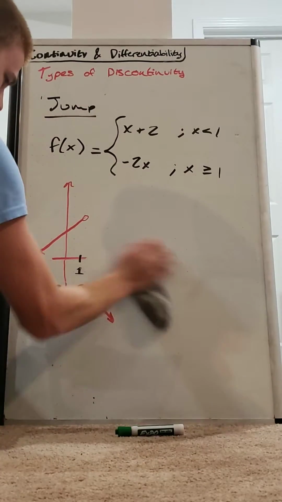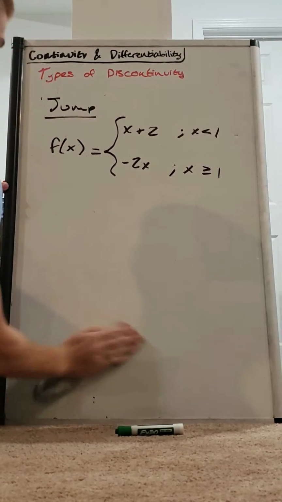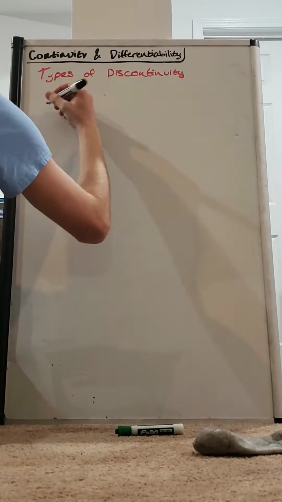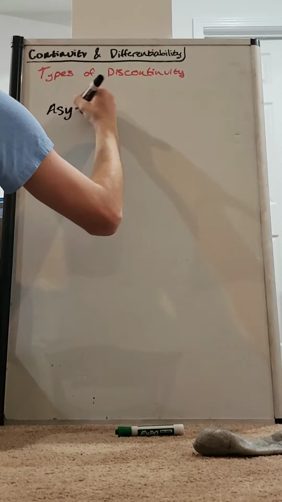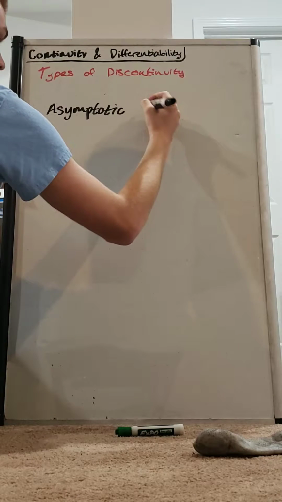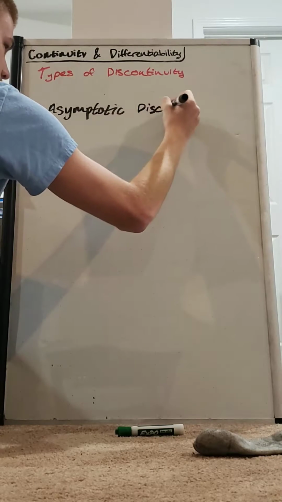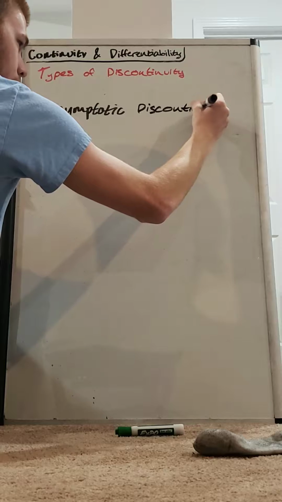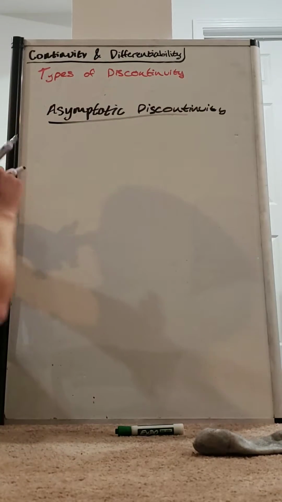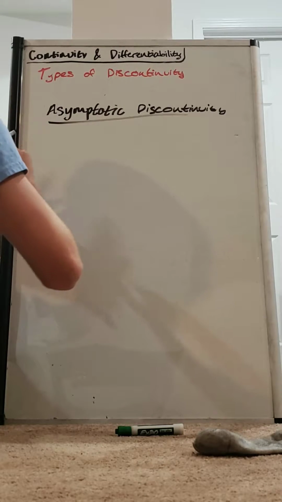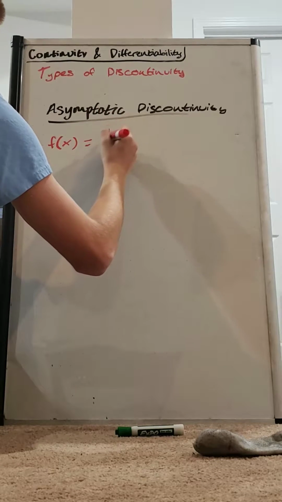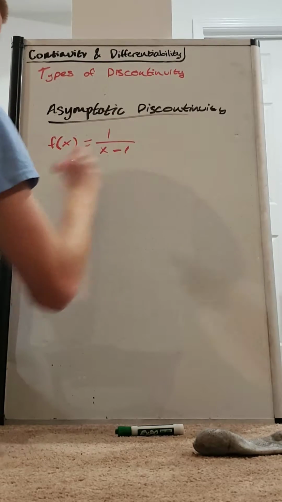And the third discontinuity we'll look at is called an asymptotic discontinuity. If you notice the word asymptote in there, that's because the function is discontinuous due to an asymptote. So if we have f of x equals 1 over x minus 1.